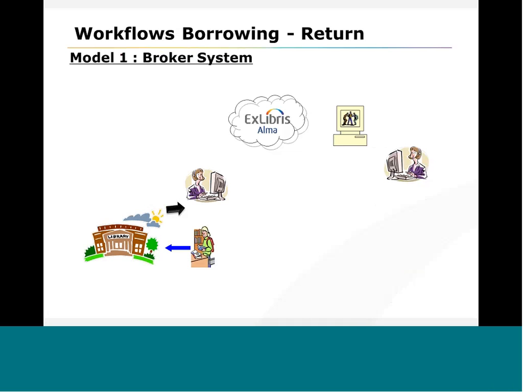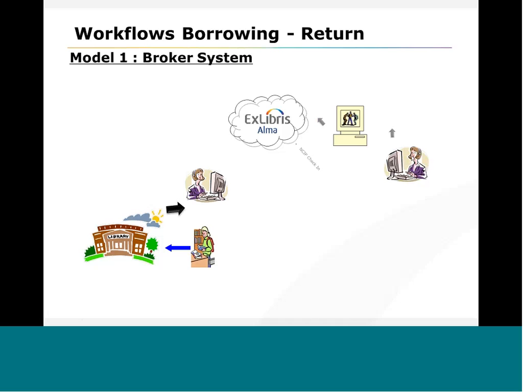resource sharing library, where an Alma operator may wand in this item and get information about this item. This item belongs to the resource sharing system. That's its ID at the resource sharing system. And now our operator at the resource sharing library knows that the item has to be transferred for the processing of the broker system operator.